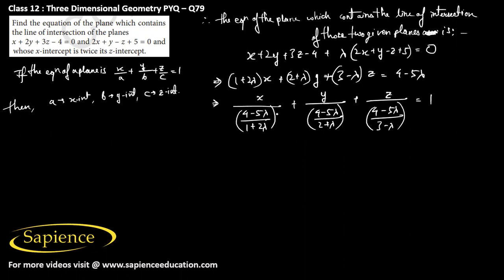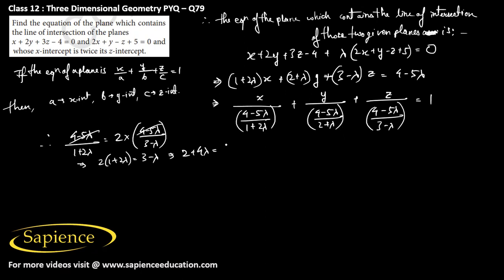So here it is told x-intercept is twice the z-intercept. Therefore, x-intercept, which is 4 minus 5 lambda by 1 plus 2 lambda, is equal to twice the z-intercept, which is 4 minus 5 lambda by 3 minus lambda. So these two will get cancelled, and then we will get 2 into 1 plus 2 lambda equal to 3 minus lambda. So this will be 2 plus 4 lambda equals 3 minus lambda, so 5 lambda equals 1. Then lambda will be equal to 1 by 5.